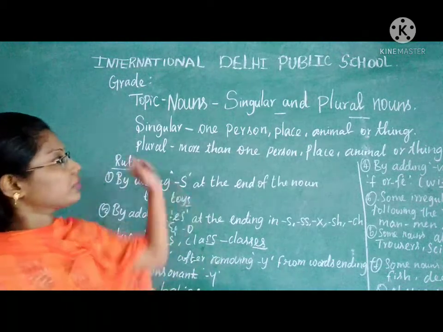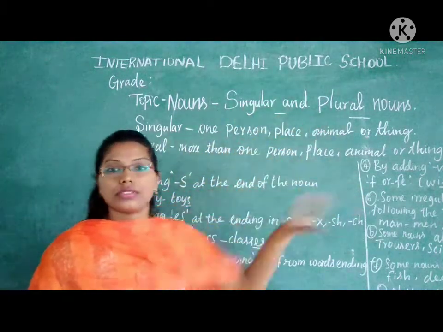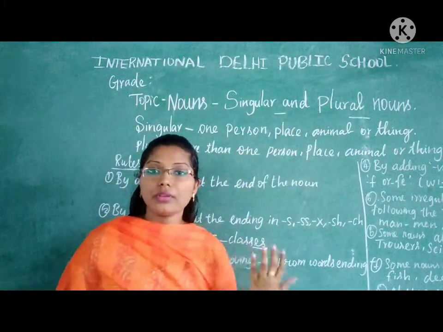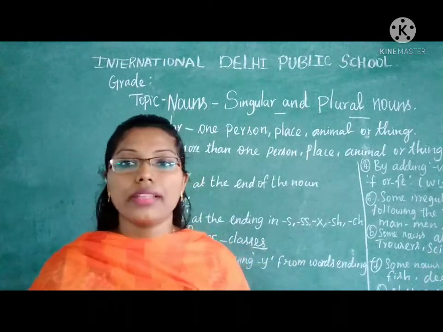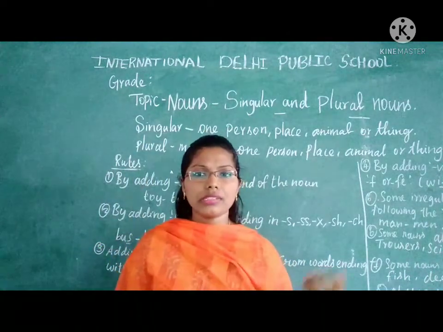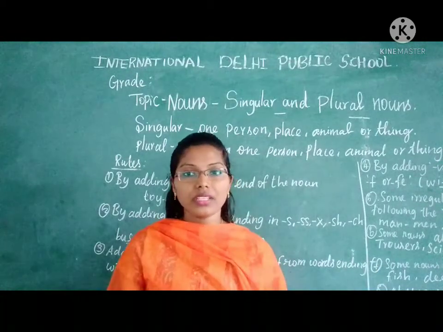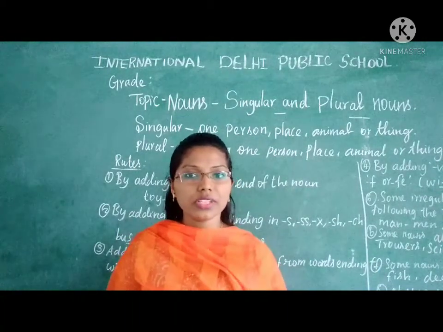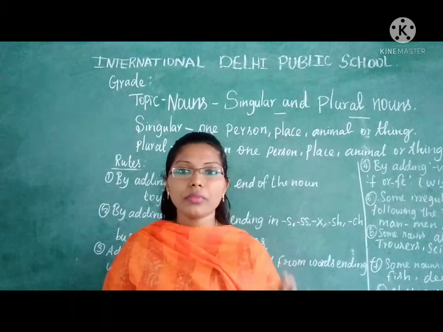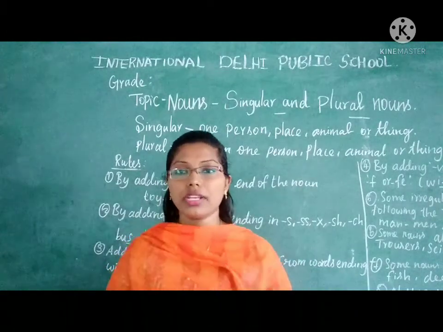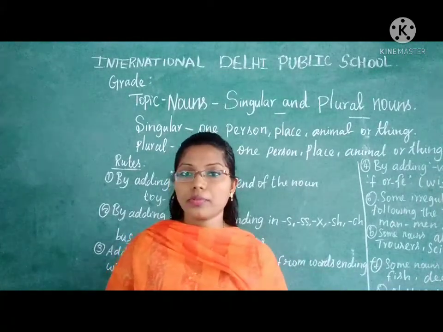Today we are going to see singular and plural nouns. Before moving into singular and plural nouns, I want to ask a few questions. What are countable and uncountable nouns? Countable means we can count it easily. How many books are there? 5 books. How many bottles are there? 10 bottles. Let's move to uncountable nouns.